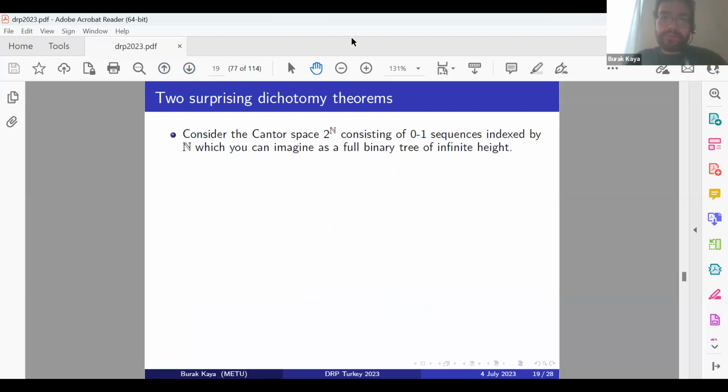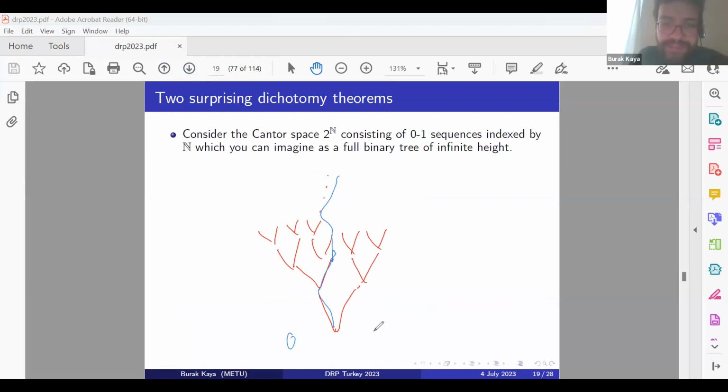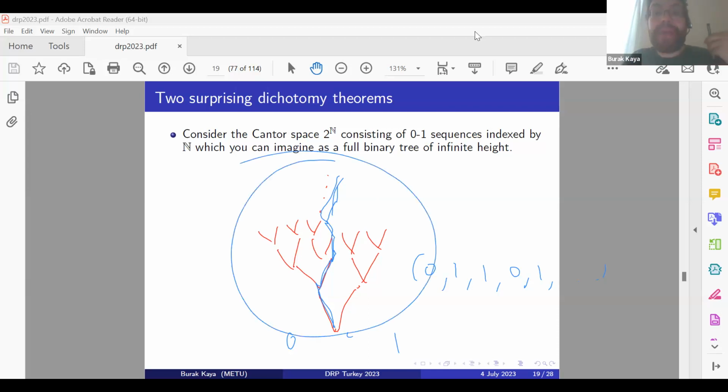Now, look at the Cantor set, okay? Cantor space. You can imagine Cantor space is the space of 0, 1 sequences indexed by natural numbers, and you can just imagine it like the paths of this infinite binary tree. Each path will give you a 0, 1 sequence. So let's say left is 0, right is 1. This path is the sequence 0, 1, 1, 0, 1, and so on: left, right, right, left, right. So 0, 1 sequences can be thought of as infinite paths of this infinite tree. This is going to be my vertex set.